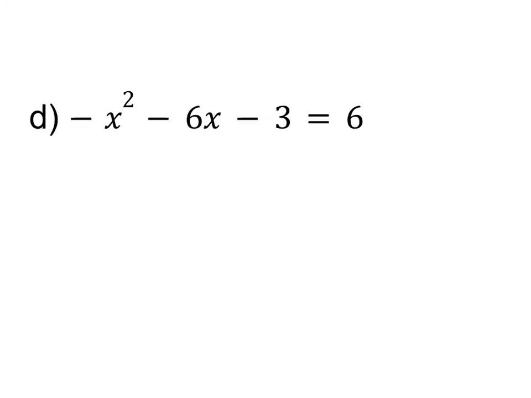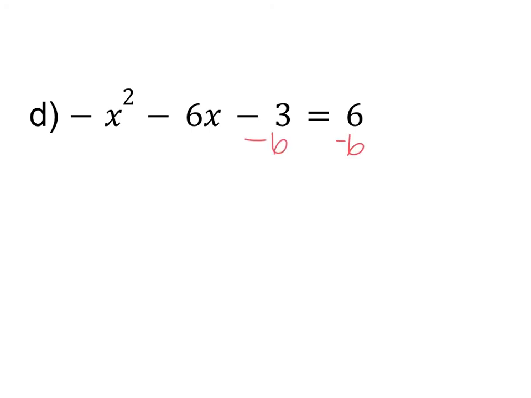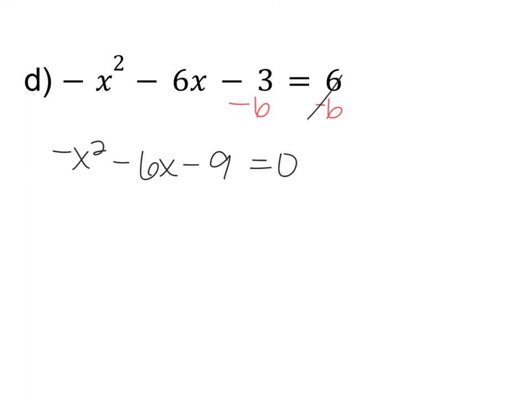And then the last one, let's subtract 6. So this would be negative x squared minus 6x minus 9 equals 0. So my a this time, what is it? Well, it's going to be negative 1. My b is going to be negative 6, and my c is negative 9.